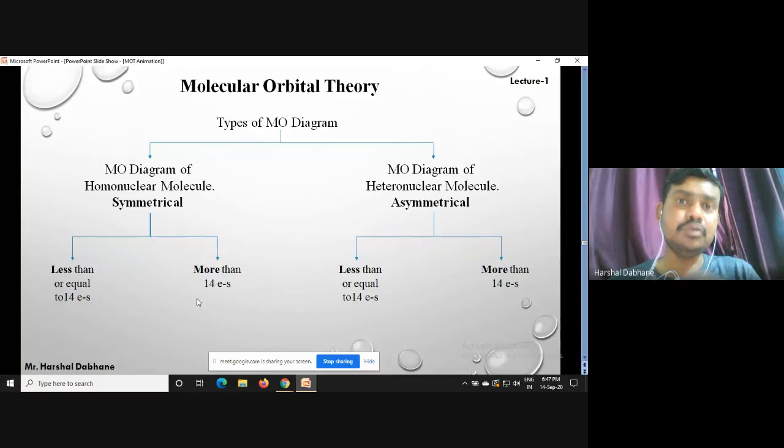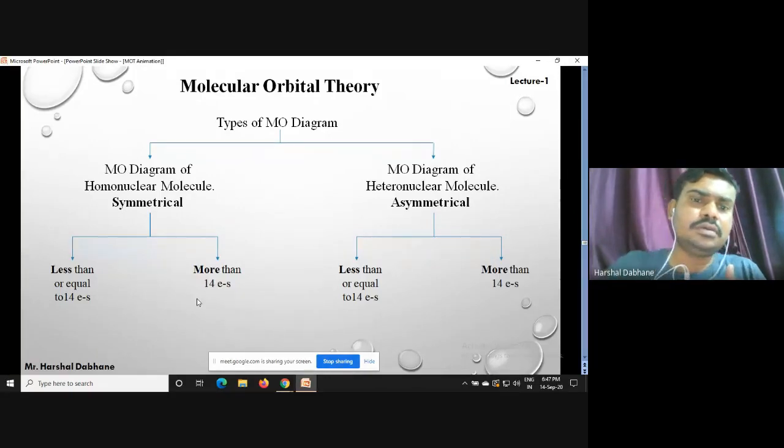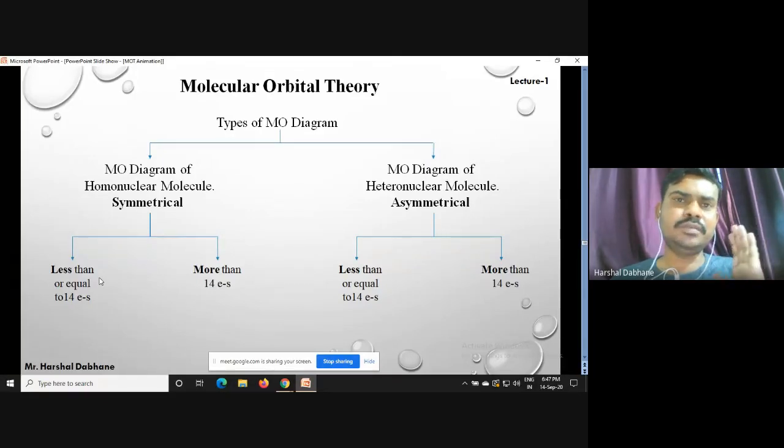Which one? The O2 molecule. When we count the total number of electrons in a molecule, if it is greater than 14, we can say it is classified in the class of more than 14 electrons. Whenever we have molecules with 14 electrons or below, they have the first type of diagram. Those with more than 14 electrons have the second type of diagram. I will show you the diagrams.